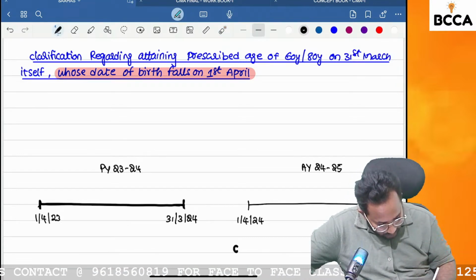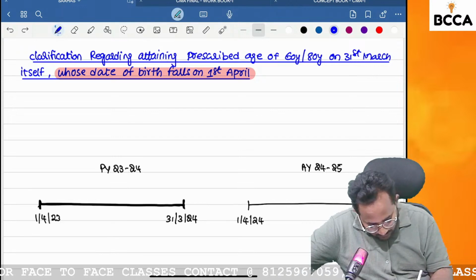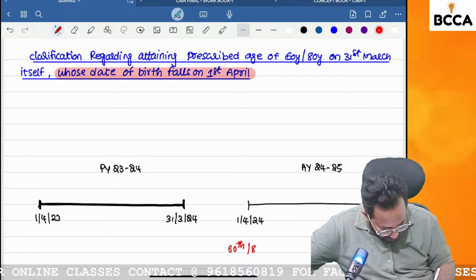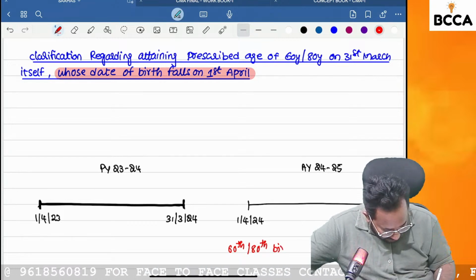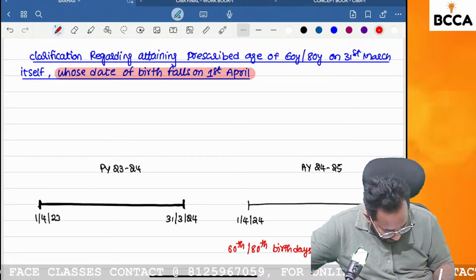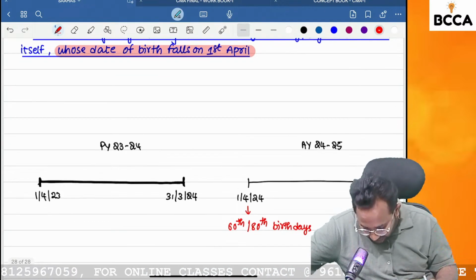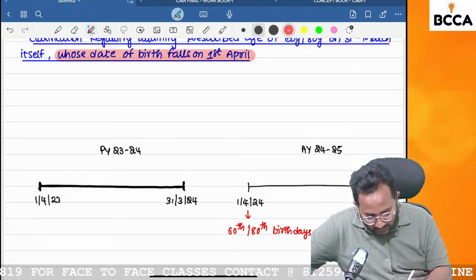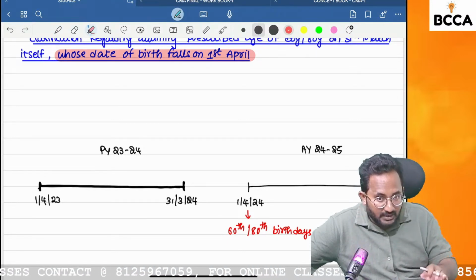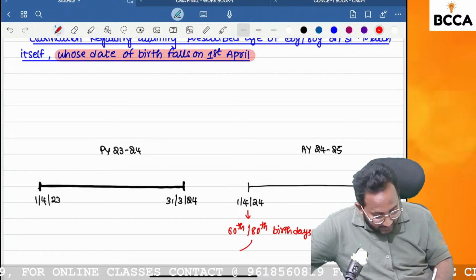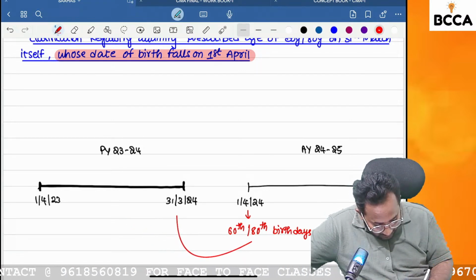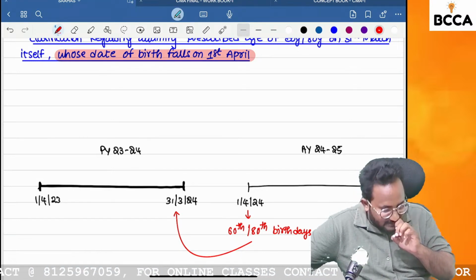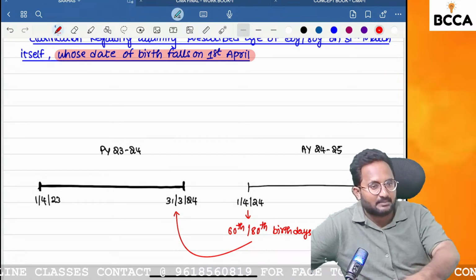If you celebrate the 60th or 80th birthday on April 1st of any assessment year, as per this circular, you can cut your cake and do the celebrations on 1st April only. But for the Income Tax Act, you can celebrate your birthday on 31st March of the previous year only. That means the celebration starts one day before, as per the Income Tax Act 1961.